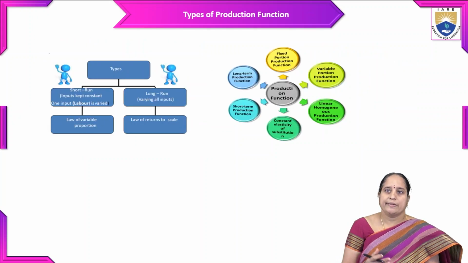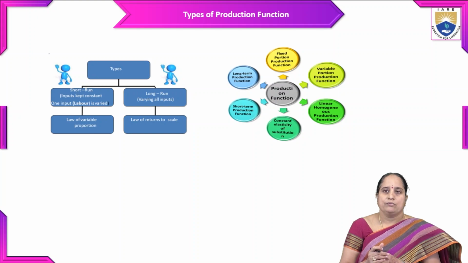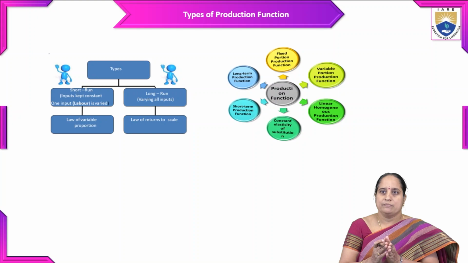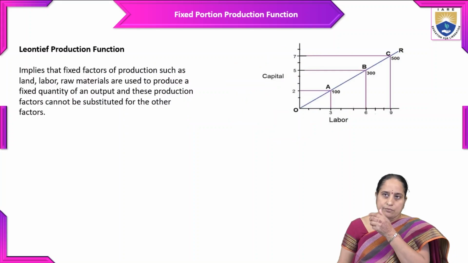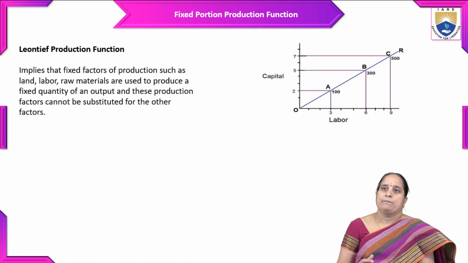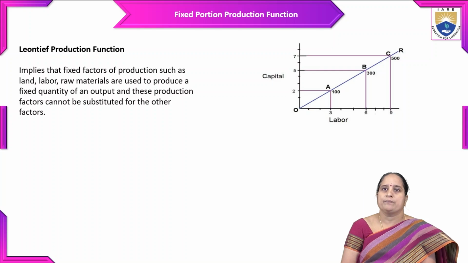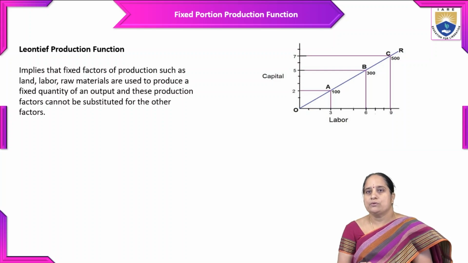Then coming to the types of production function, we are going to divide the production function into two types, short term and long term. Based on the short term, law of variable proportion, and whereas coming to long run, law of returns to scale. Then based on that, we'll have different types of production function. The first one is fixed proportion production function. So it is also known as Leontief production function.